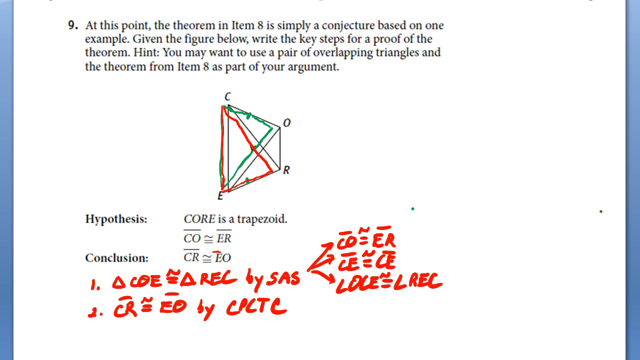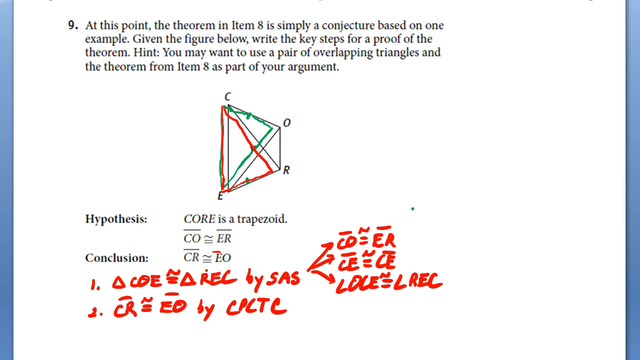So here we have an isosceles trapezoid, CORE, and I traced over part of it. It got a little offset here for some reason, something got bumped. But imagine that the green triangle is tracing COE, that the red triangle is tracing RCE. I'm sorry about whatever bumped it over a little bit to the left. I don't know how that happened.